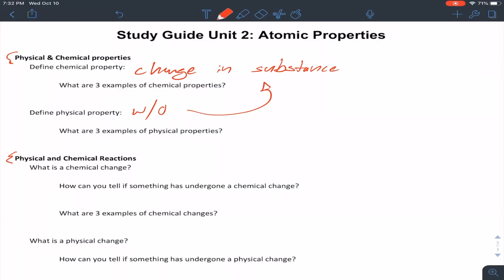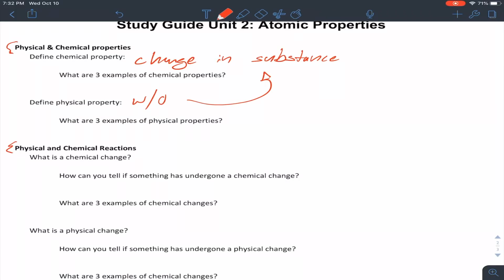A physical property, on the other hand, is something that only affects the physical appearance of the substance but doesn't change the substance at all. So something like color. Color doesn't change the actual substance, but it does change the physical appearance of it. Other things are stuff like density. You can change your density by changing how much of the substance you have, and so the substance doesn't change itself, but the density does. Even things like malleability, how easy it is to bend the material, that's a physical property because it doesn't actually change the substance.